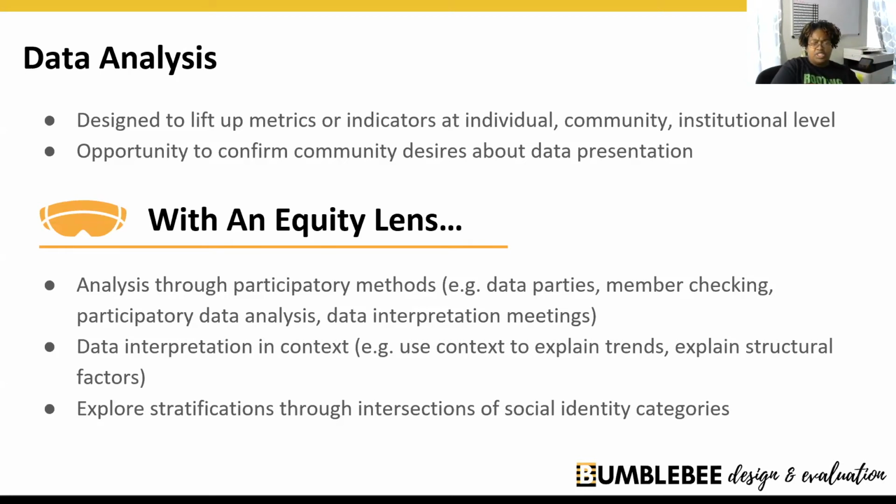And exploring stratifications through intersections of social identity categories. So a good example is there may be a program that is having a disproportionate negative impact on Arabic women, but not Arabic men. But if you don't do that intersection of gender and ethnicity, you may not pick up on that disproportionate negative impact.